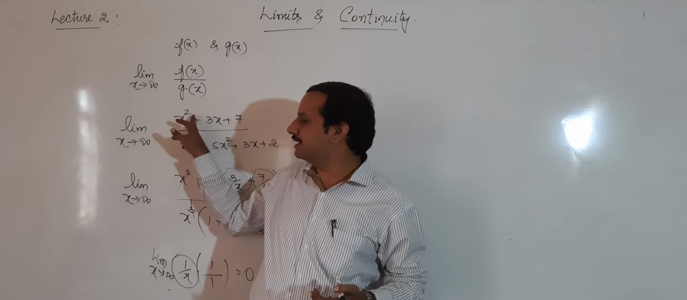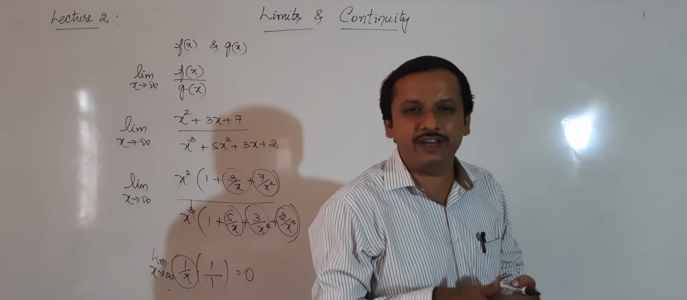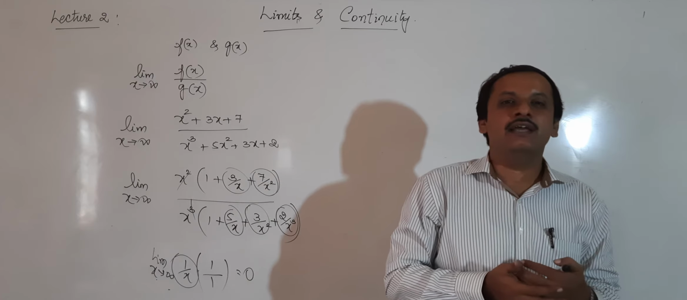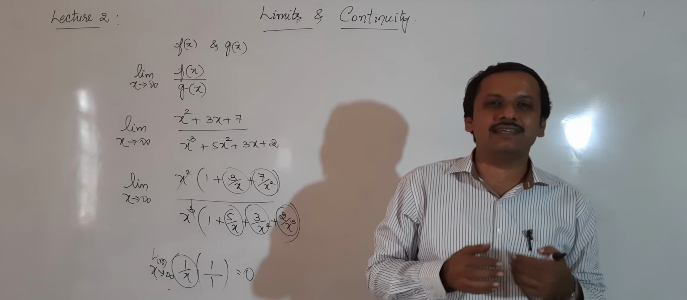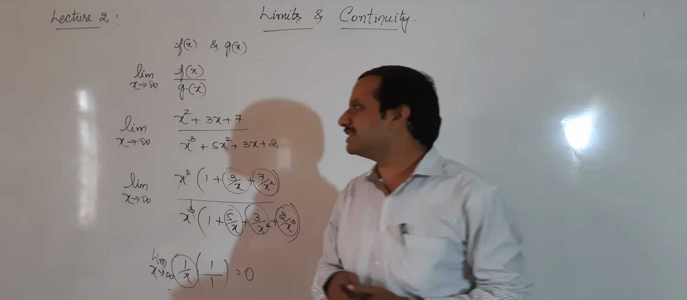Observe here, here it is 3, here it is 2. The degree of the numerator is lesser than the degree of the denominator. The denominator has a larger degree. Then the value of that limit is equal to 0. Remember this as a formula. Okay? Now, I will consider the other case.